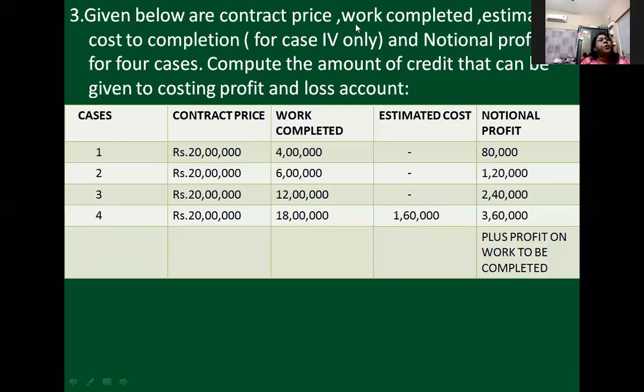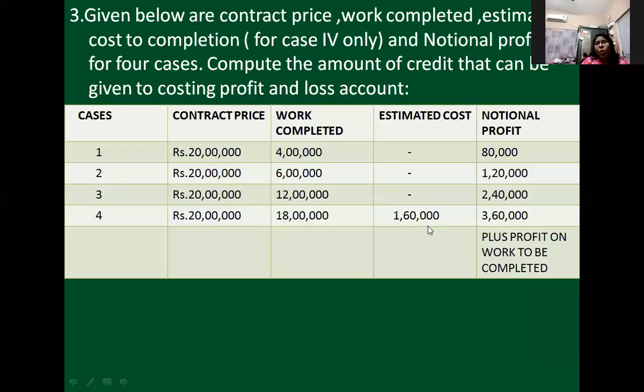Given below are contract price, work completed, estimated cost to completion for case 4 only, and notional profit for 4 cases. Compute the amount of credit that can be given to costing profit and loss account. This is the problem. Now we have 4 cases, cases 1, 2, 3 and 4, and their respective contract prices. Work completed for the first case is given as 4 lakhs and notional profit is given. Likewise, we have all the first 3 cases, but in the 4th case, the contract price is 20 lakhs, work completed is 18 lakhs, estimated cost.